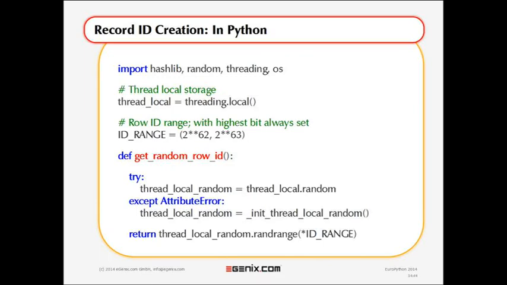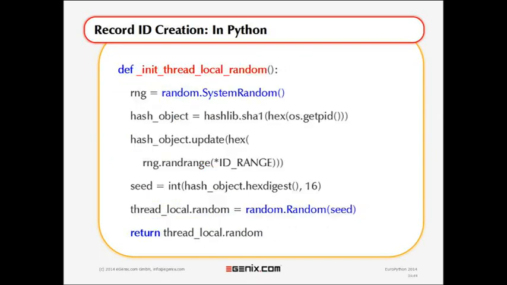How does this work in Python? Well, first you have to set some constants, so you have to have a row range ID. What we often do is we set the highest bit so the IDs look nice. Then you have an API get random row ID. This needs to be thread local because every thread should generate its own IDs, so you don't get any overlaps. And then you have to deal with setting up the random number generator. And the best way to do that is to use system random to get a good seed for the random number generator. And then you put the seed into hex, and then you seed the random number generator with that, and then you use that in your thread local.